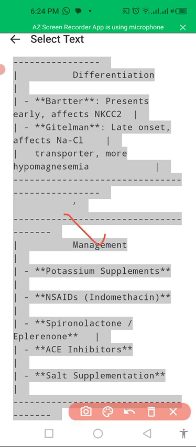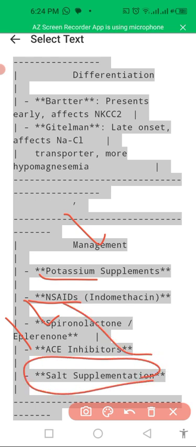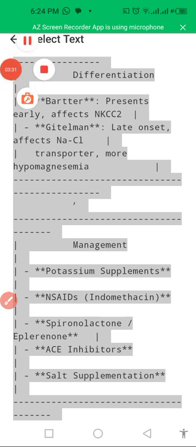For management, we will have to give potassium supplements for the extra potassium loss in the body. NSAIDs should be given, indomethacin, spironolactone, and eplerenone should be given with ACE inhibitors. There should also be salt supplementation given to the patient in order to treat Bartter syndrome.